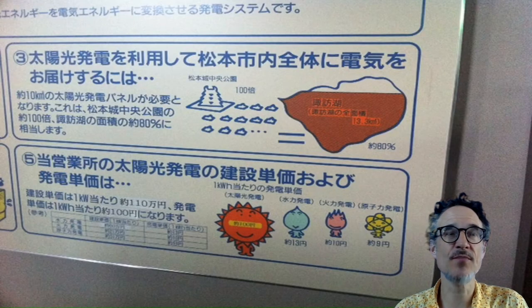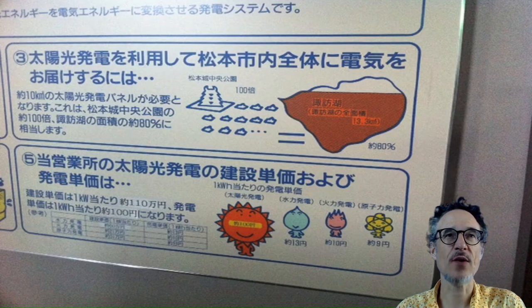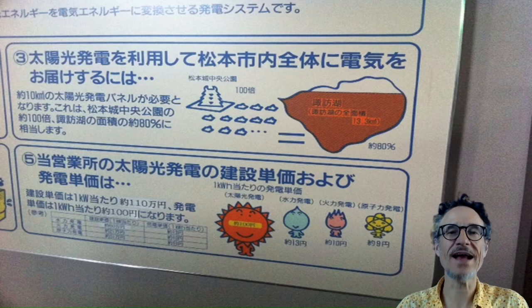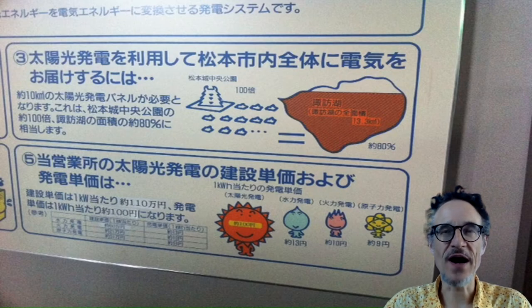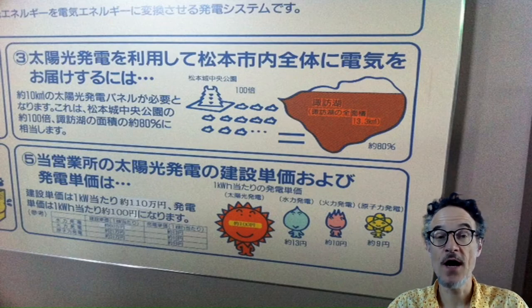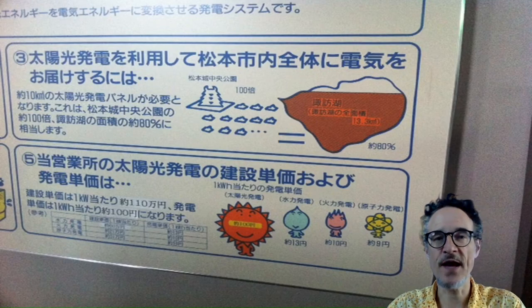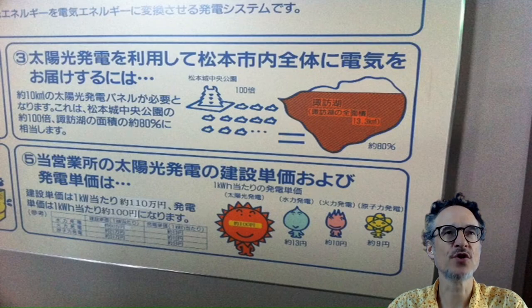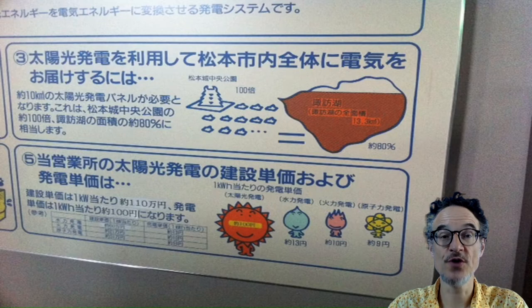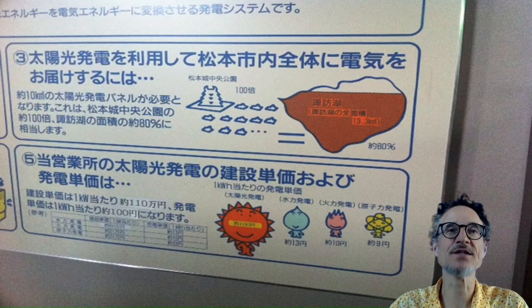This was from a local electricity company talking about our town's electricity, and I'd say this is kind of anti-solar propaganda. I imagine for the electricity company, they like to sell electricity, and it may not be very good for them if everybody has their own solar panels. And they're talking about the area that we need of solar panels to produce the electricity for Matsumoto. And the area is, well, it's a lot less than the area of Matsumoto.